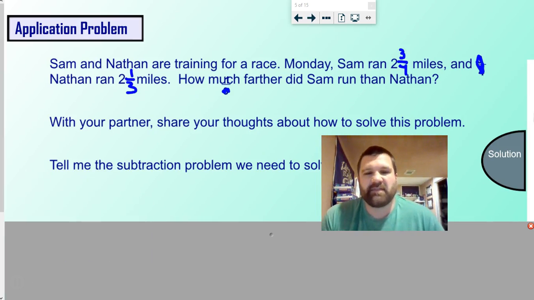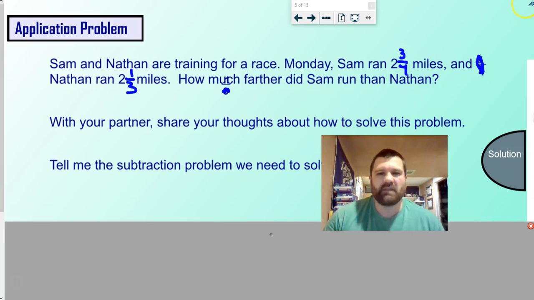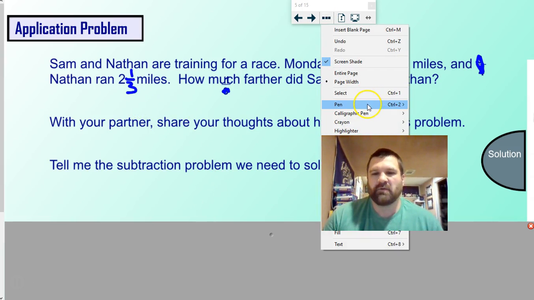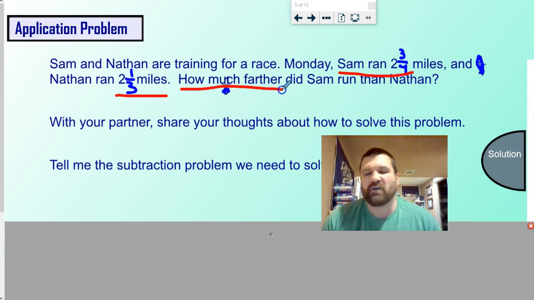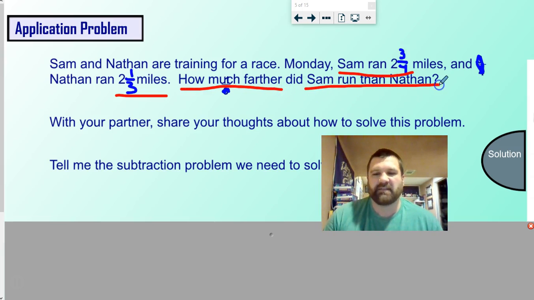So Sam and Nathan are training for a race. Monday, Sam ran 2 3/4 of a mile, and Nathan ran 2 1/3 miles. How much farther did Sam run than Nathan? Okay, so again, remember we have our strategy of read, write, draw. So we can look at underlining. So we know Sam ran 2 3/4 and Nathan ran 2 1/3. And our question says, how much farther did Sam run than Nathan?